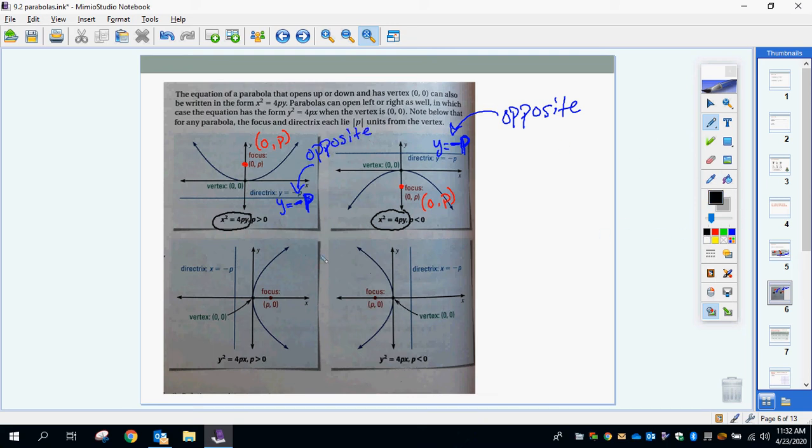And then the other part of this chart is what if we have a parabola that doesn't open up or down? What if our parabola opens to the right or to the left? Well, we still have all the same parts. We still have an equation, but notice the difference. The y's and the x's have switched spots. So if we're opening left or right, it's y squared equals 4 times p times x. Left or right starts with y squared. Up or down parabola starts with x squared.